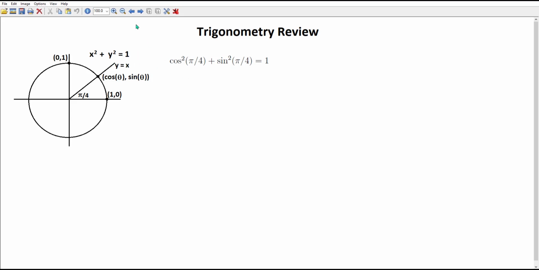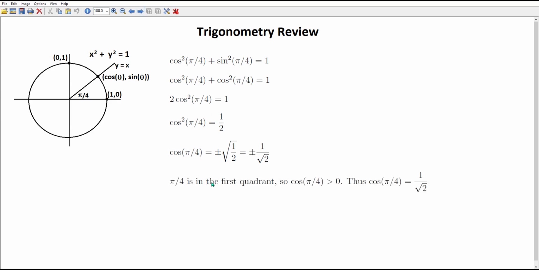But we're on y equals x, so cosine equals sine. This is then cosine squared plus cosine squared equals 1, or 2 cosine squared equals 1. We divide through by 2. Cosine squared is 1/2, and that means the cosine is plus or minus 1 over root 2. However, pi over 4 is in the first quadrant. These are positive numbers up here. So the cosine of pi over 4 is greater than 0, which means the cosine of pi over 4 is 1 over root 2. And because we're on y equals x, that means the sine of pi over 4 equals the cosine of pi over 4 equals 1 over root 2.